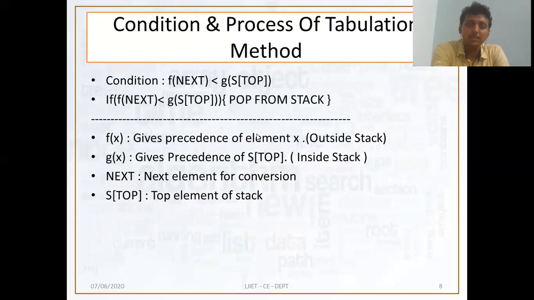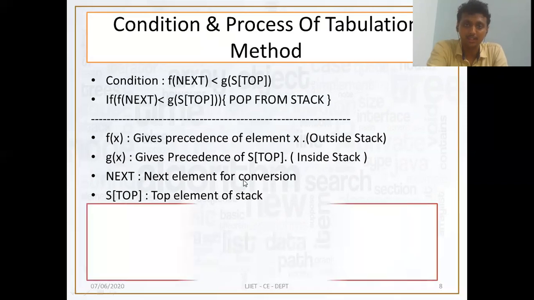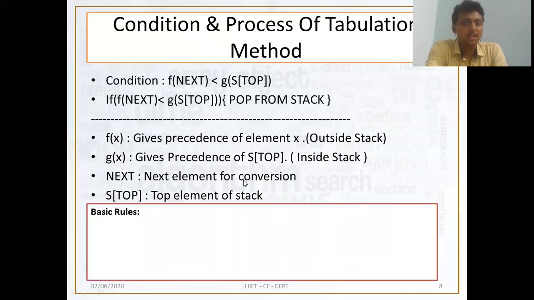Here f of x gives the precedence of element x outside the stack. G of x gives the precedence of s of top inside the stack. Next is the element for the conversion, which will be fetched with the next character function. Whatever is fetched using the next character function will be stored in next. This next character function fetches the characters from the infix string and stores them inside next. Next is s of top. S of top is the top element of the stack. So basic rules are here.